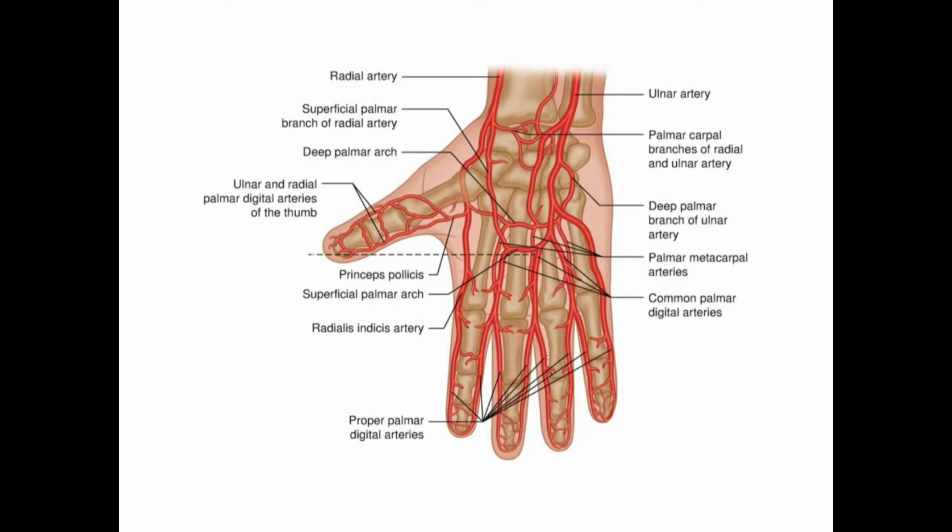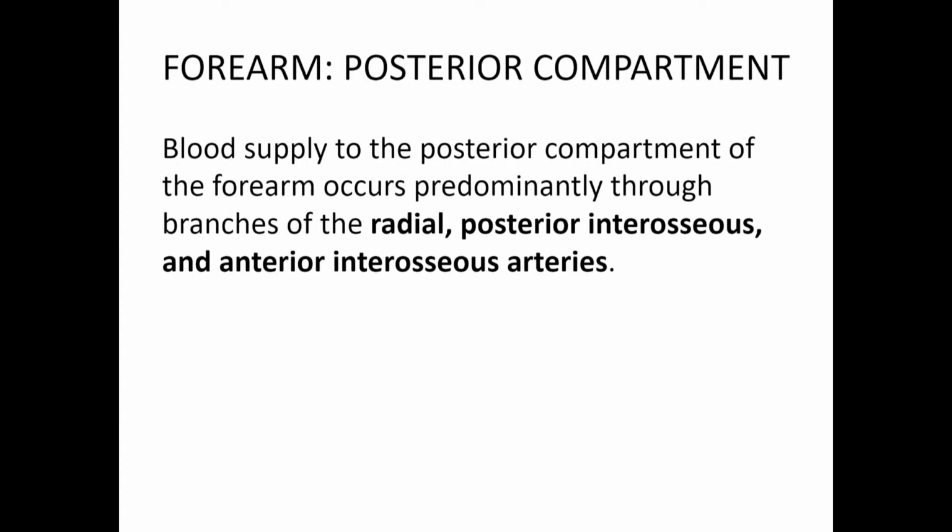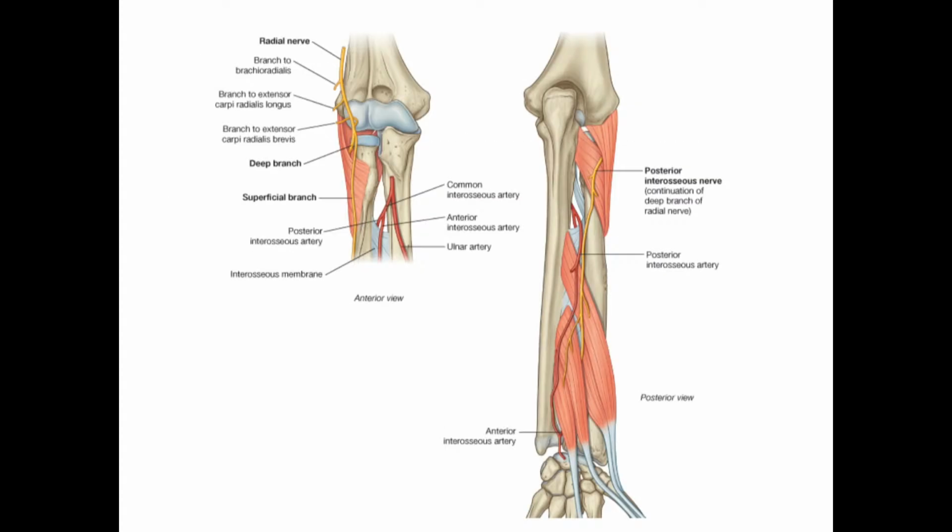And talking about the posterior compartment of the forearm, the blood supply of the posterior compartment consists of the branches of the radial, posterior interosseous, and anterior interosseous arteries. So we already saw from which parts in the anterior surface they are branching and how they are located.